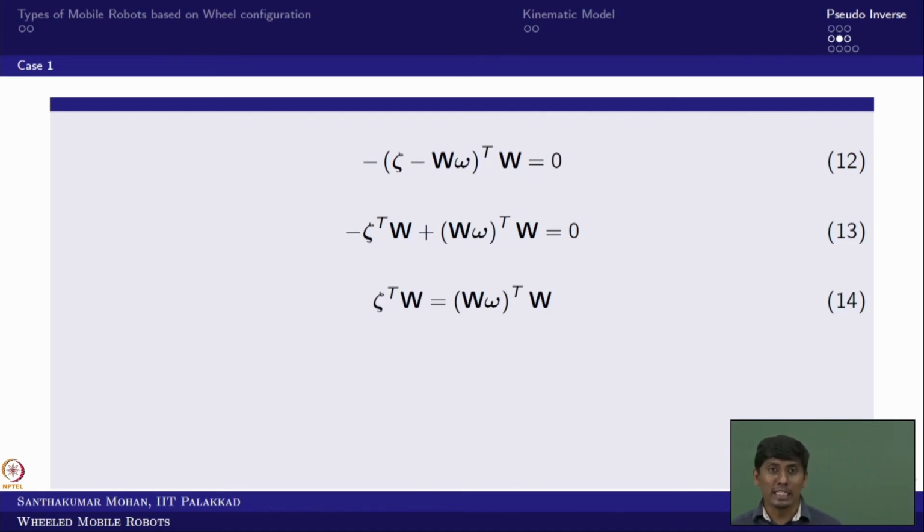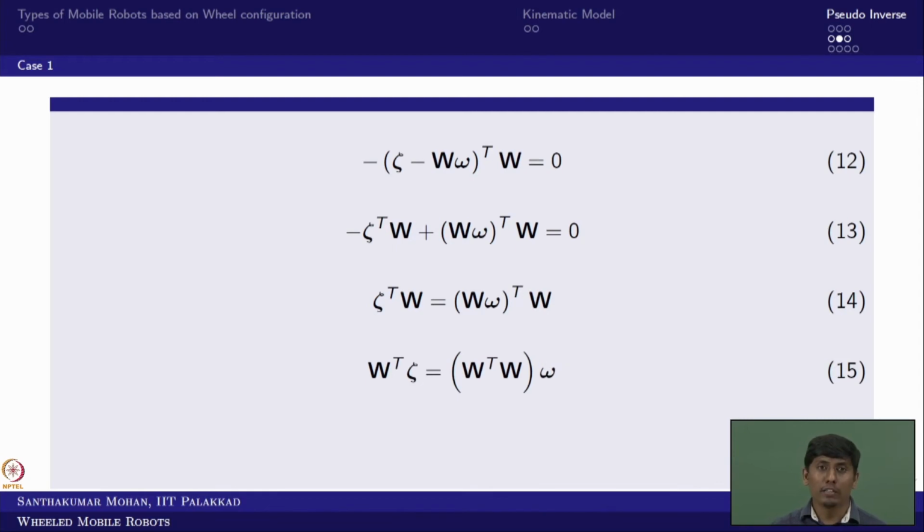Now you can easily see, if I take the transpose on both sides, what will I get? I will get W transpose into zeta on one side, and on the other side it would be in the form of omega, where W transpose into W. What you do not know is omega. You assume that zeta is known. Then you take W transpose W, which is nothing but a square matrix. We assume that the determinant of this W transpose W is non-zero, then you can take the inverse. So that is what we have taken.